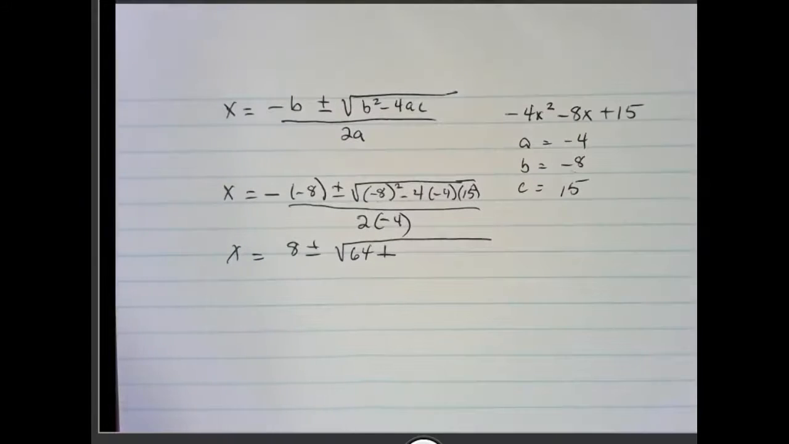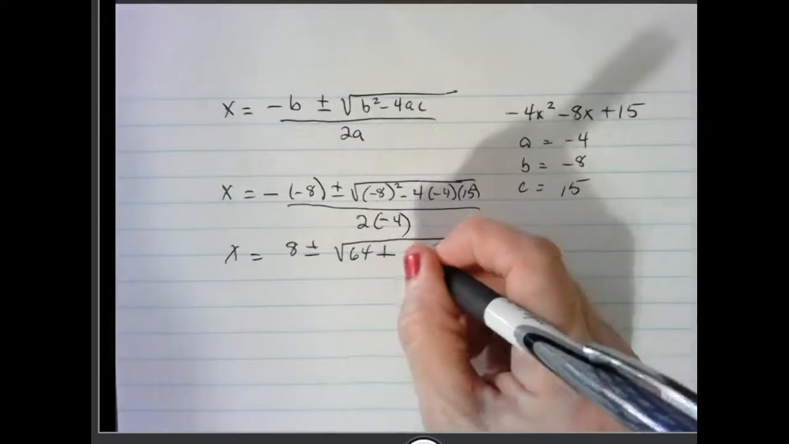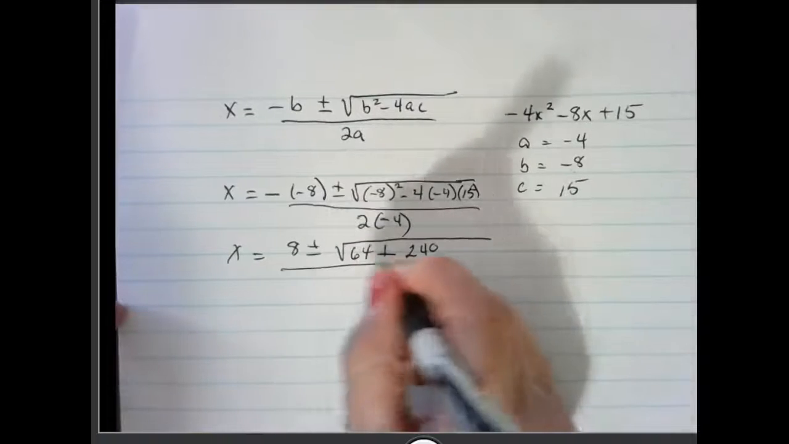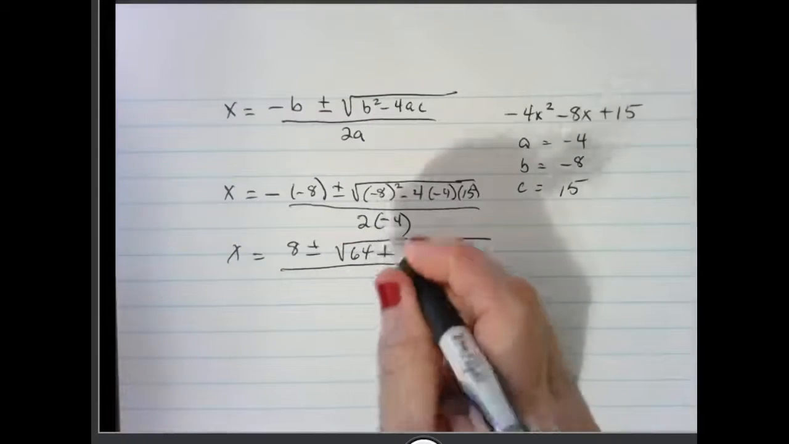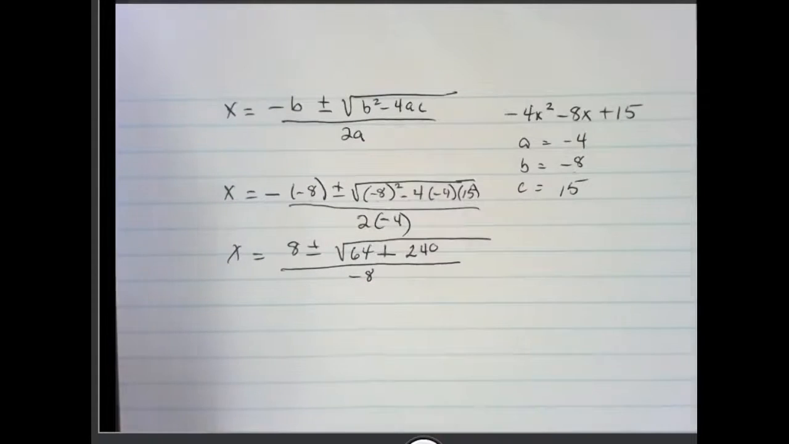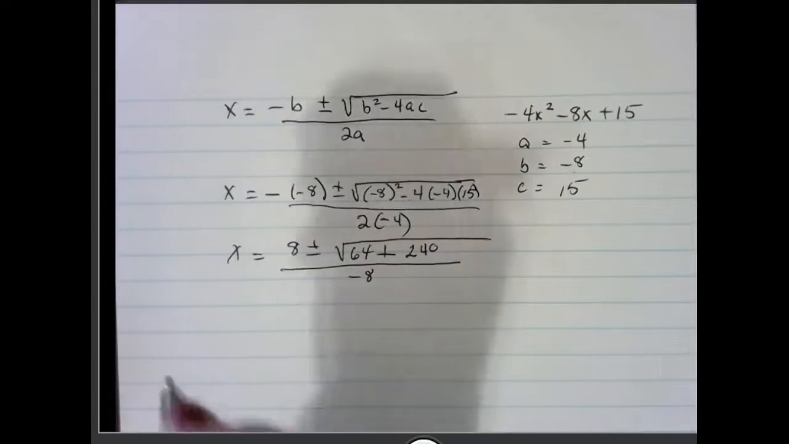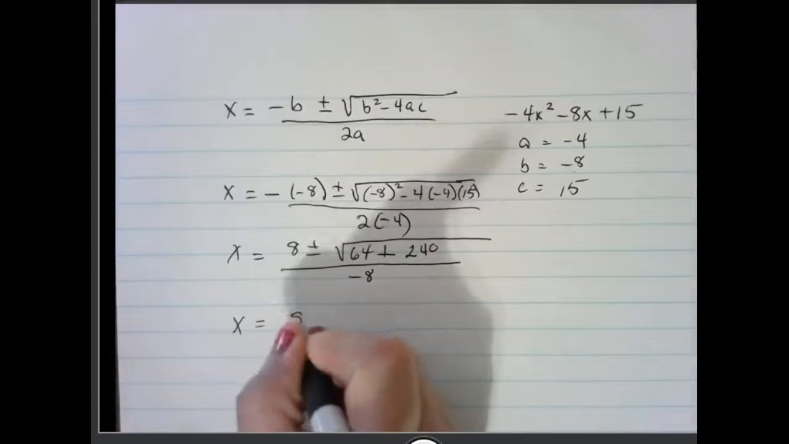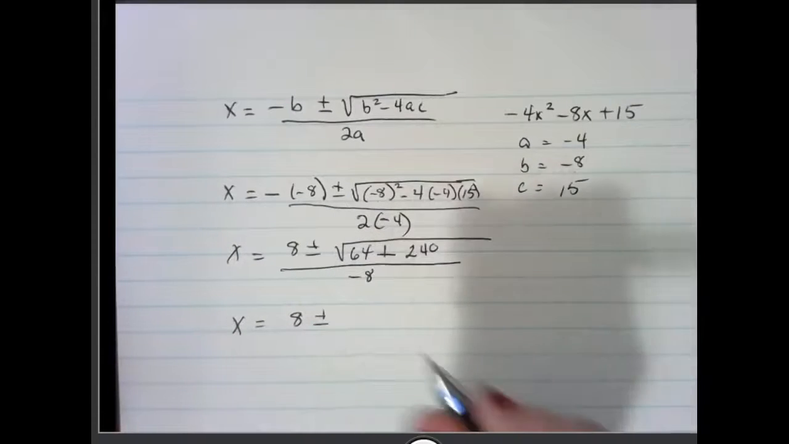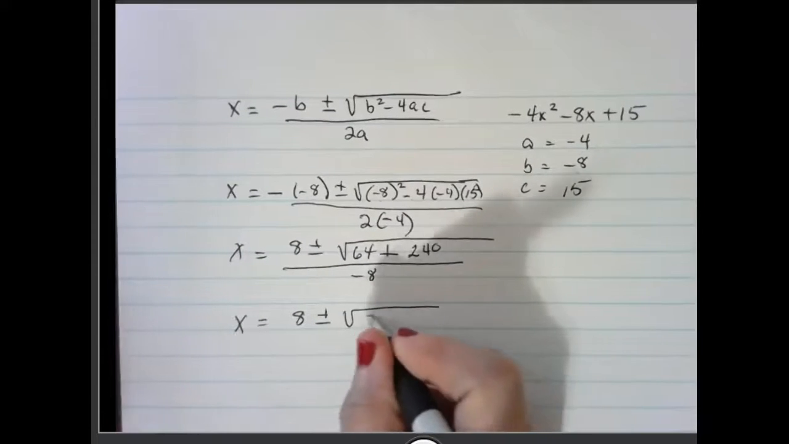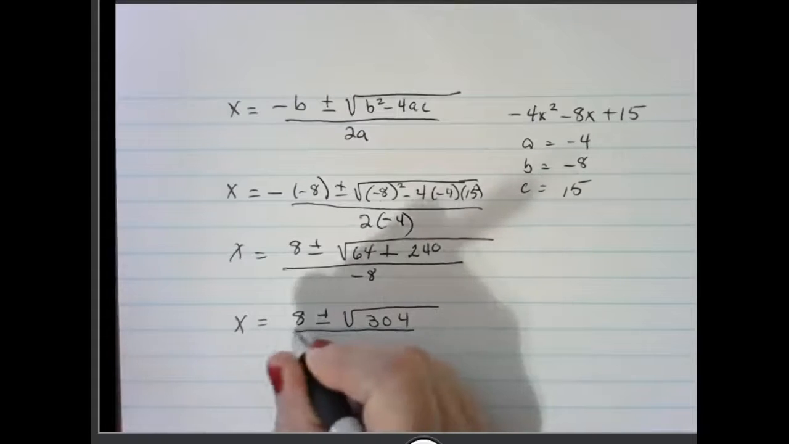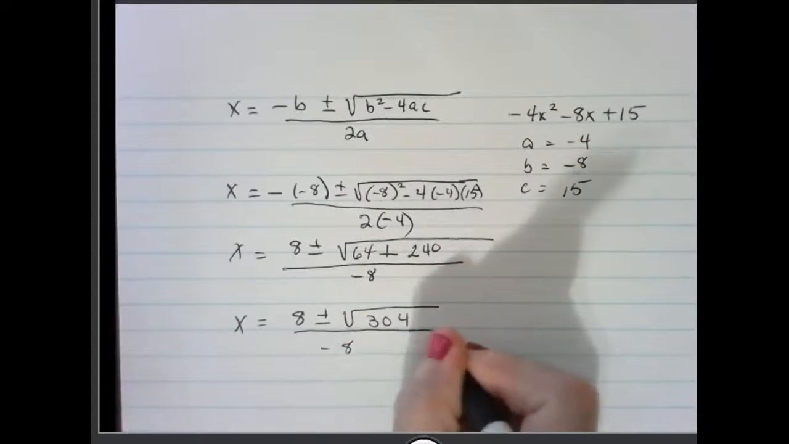And let's see, I'm going to use my calculator. 16 times 15 is 4 times 4. It looks like that's 240. That's all over negative 8. And then 240 plus 64 is 304. So x equals 8 plus or minus the square root of 304 over negative 8.